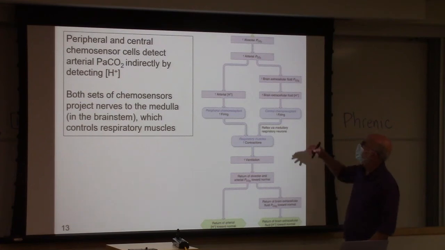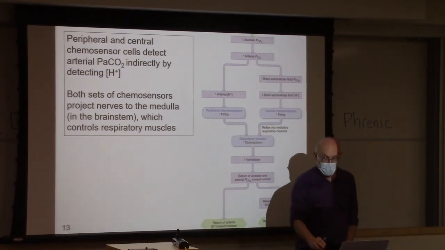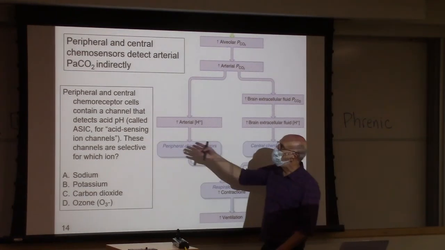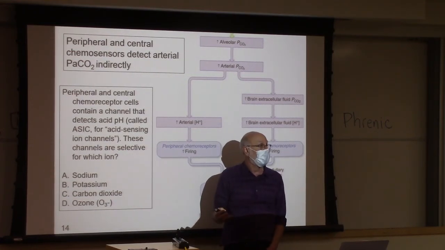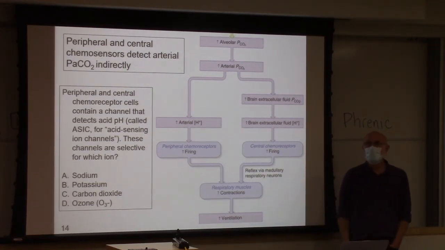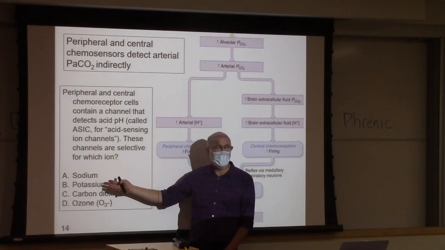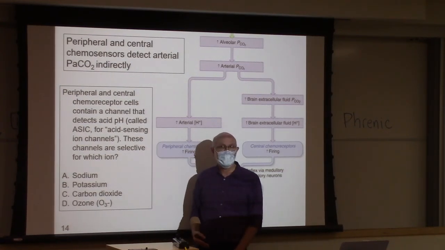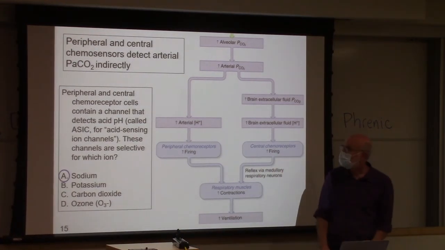Remember, detecting protons is what increases the action potentials in these chemoreceptor cells. So I'm asking you, what would a channel that detects acid and increases the action potential frequency, what ion would that be selected for? Let's just go ahead and do it. We got some time. Which one? Sodium. Sodium, increasing the permeability of sodium would depolarize, bring the neuron closer to the threshold, and increase the action potential frequency. So sodium is the correct answer.